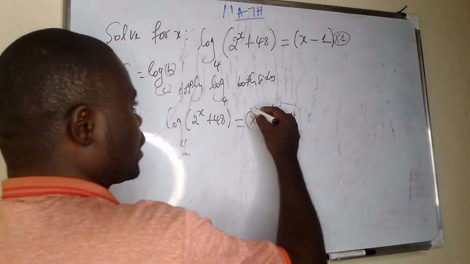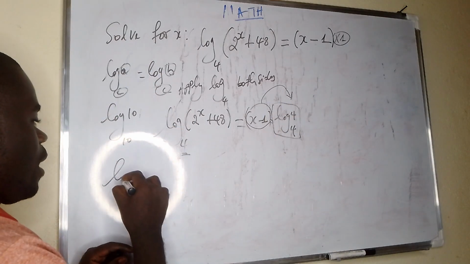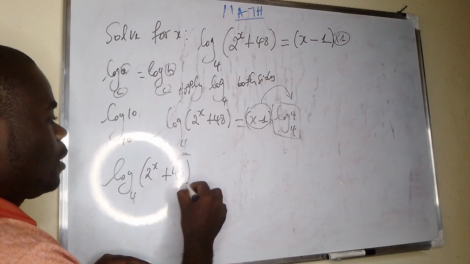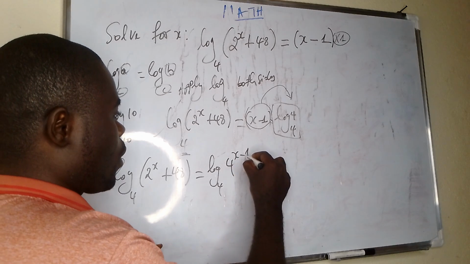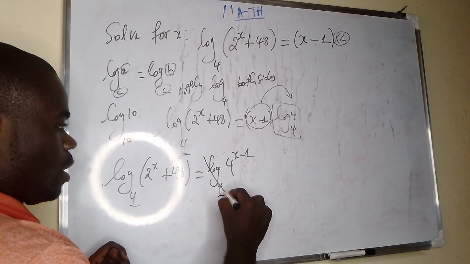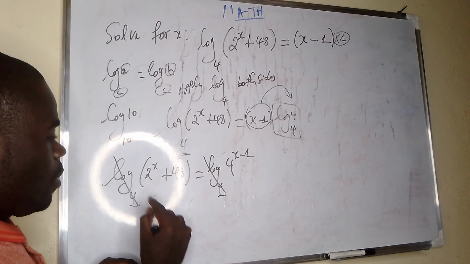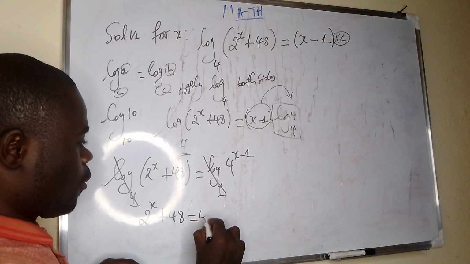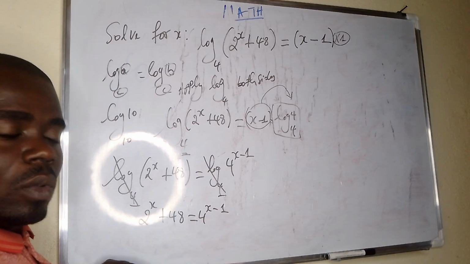What you have to do, we take this part to the exponent of 4. So we have logarithm in the base 4 of 2 power x plus 48, which is equal to logarithm in the base 4 of 4 power x minus 1. Now, we see that their logarithms are in the same base, which means they can simplify. If we simplify, we are remaining with 2 power x plus 48, which is equal to 4 power x minus 1. This is the one that we are going to solve.